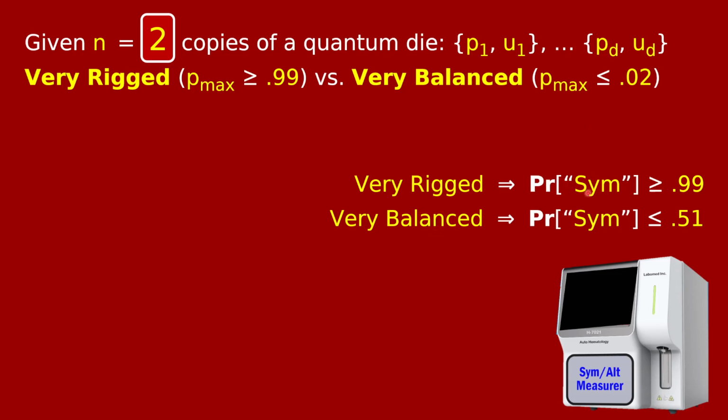And in the very balanced case, it'll show sim with probability as high as 51%, but no higher. And this is still pretty good. You can still kind of tell the difference. Not so great with just 2 copies, but let's say you had 20 copies.